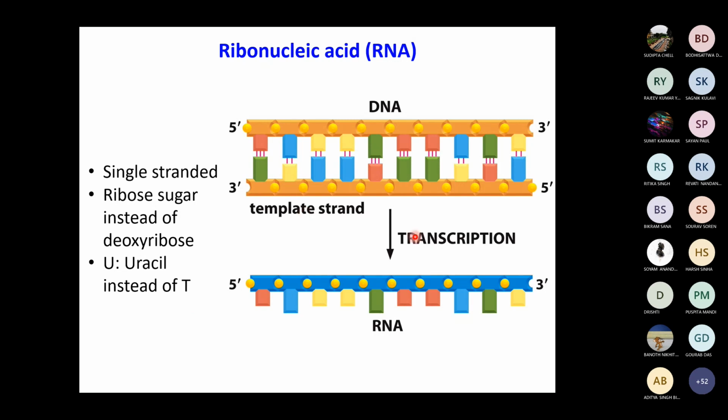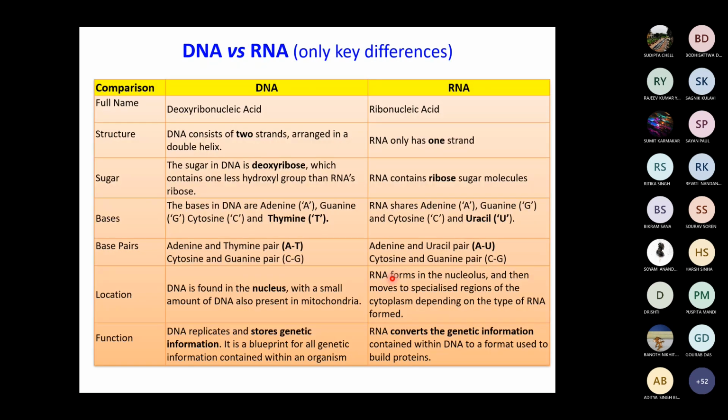Okay, so DNA and RNA structures. I have listed some key differences for you. DNA is deoxyribonucleic acid, RNA is ribonucleic acid. DNA consists of 2 strands arranged in a double helical manner, but RNA has just 1 strand in terms of structure. In terms of sugar, as we discussed, DNA has deoxyribose, RNA has ribose. Deoxyribose has 1 oxygen less at the second carbon atom. And the bases in DNA are A, T, G, C: adenine, guanine, cytosine, and thymine.